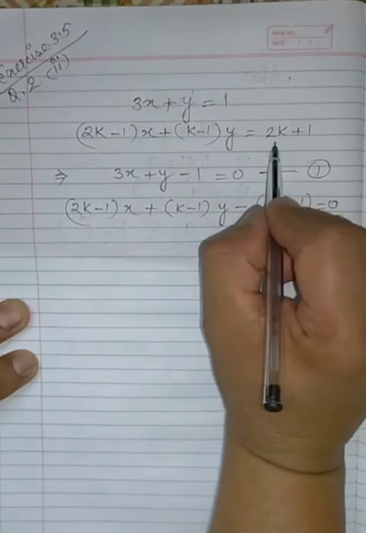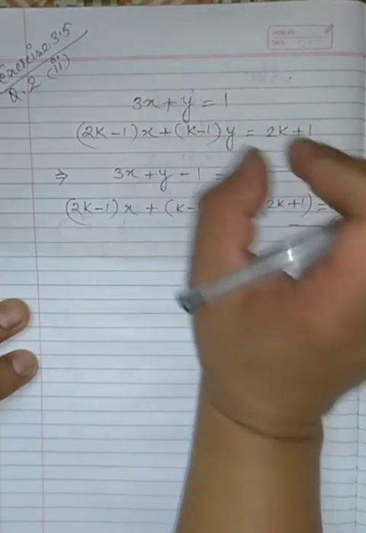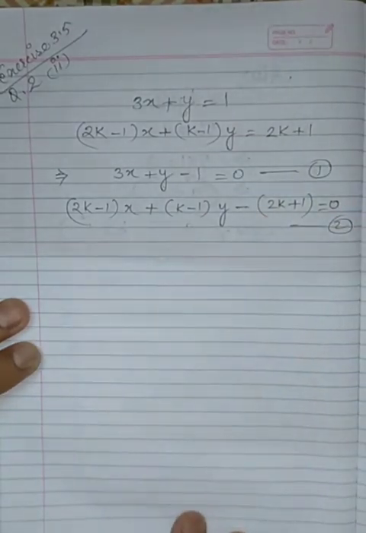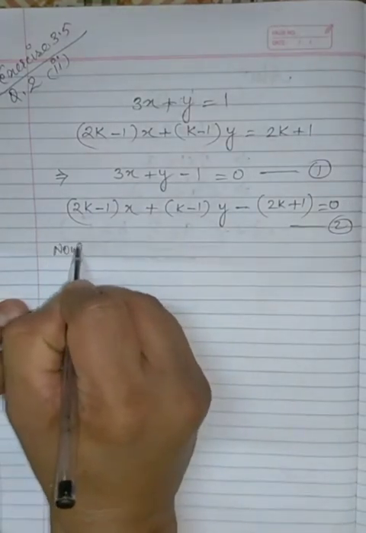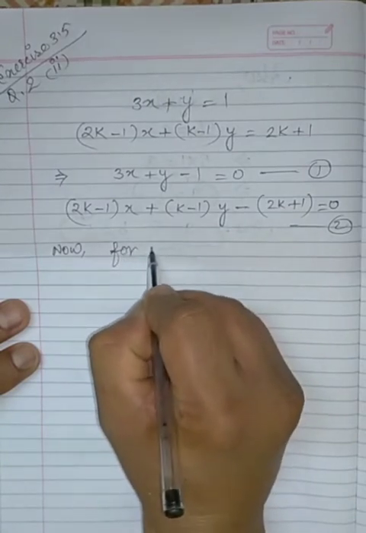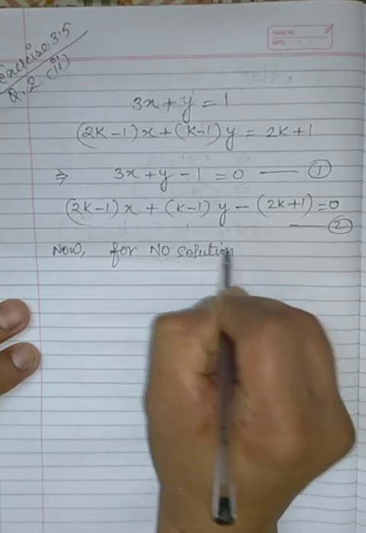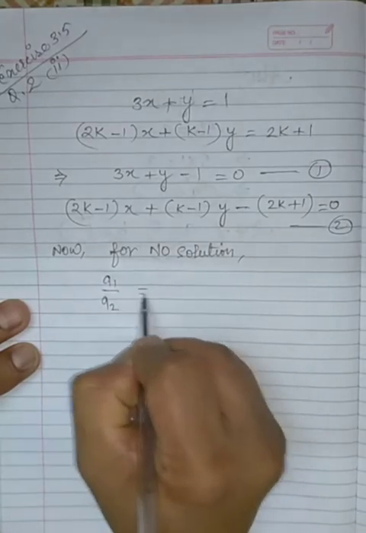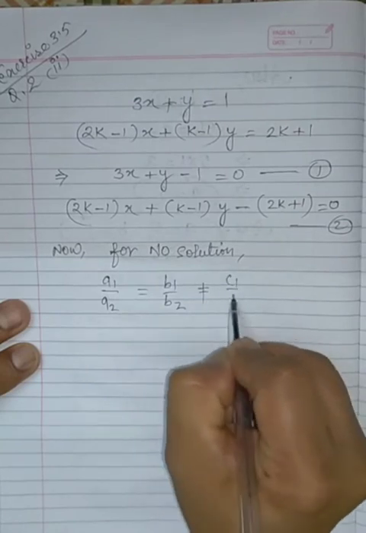Children, whenever we have more than one quantity here, we can transpose both of them together, keeping them in brackets, and we can change the sign here, minus. Now, for no solution, as we know, the condition is a1 upon a2 is equal to b1 upon b2 not equal to c1 upon c2.